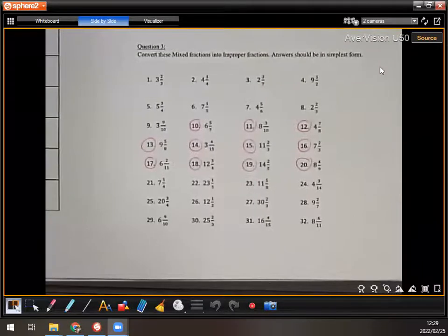You are doing a test on the 9th of March. That whole test, I have said it before, but I'll say it again, is without a calculator. And you have to practice now doing all of this stuff without that.